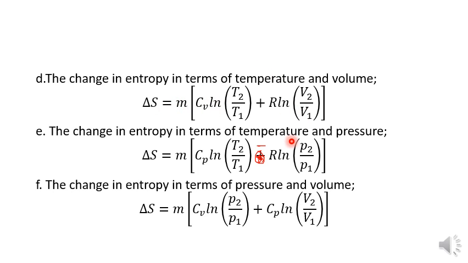So these are the three formulas for the change in entropy: in terms of temperature and volume, temperature and pressure, and third one, pressure and volume.